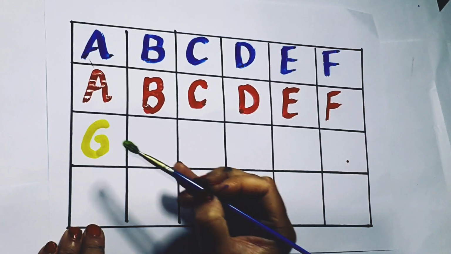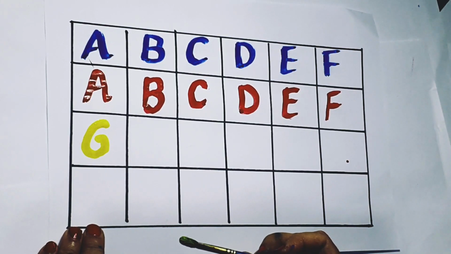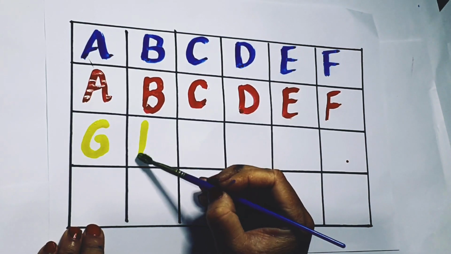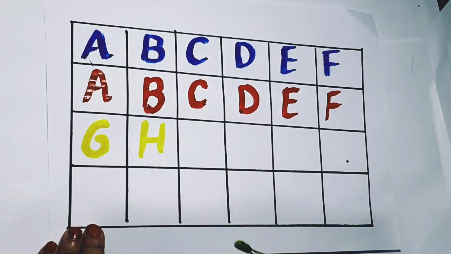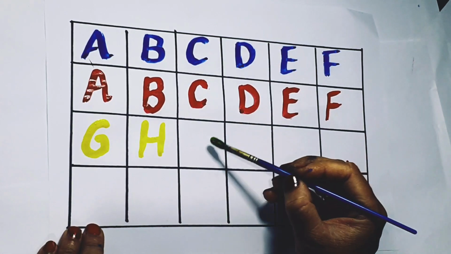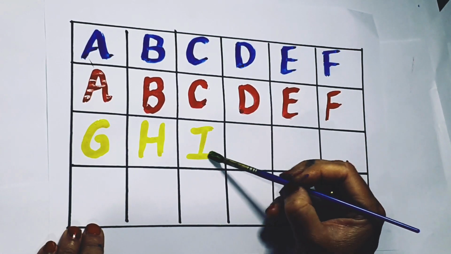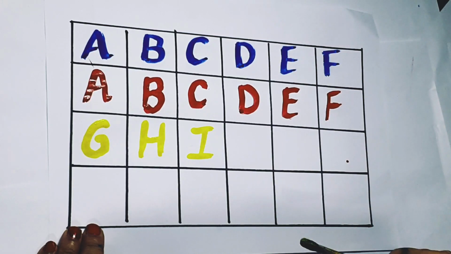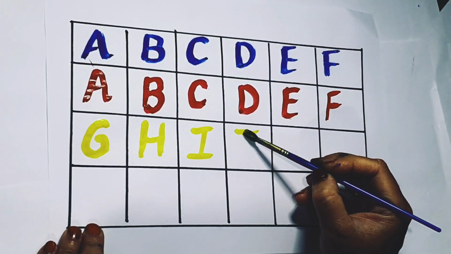G for goat. G for girl. H for house. H for home. I for eyes. I for ink pot.